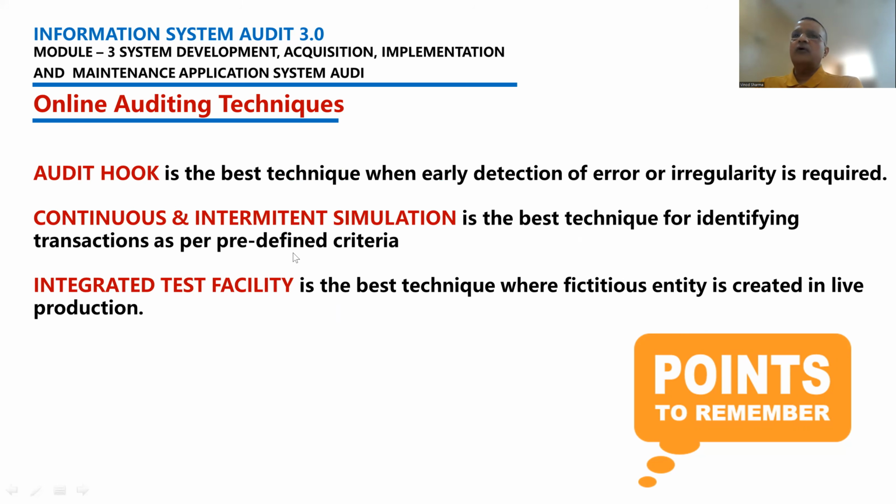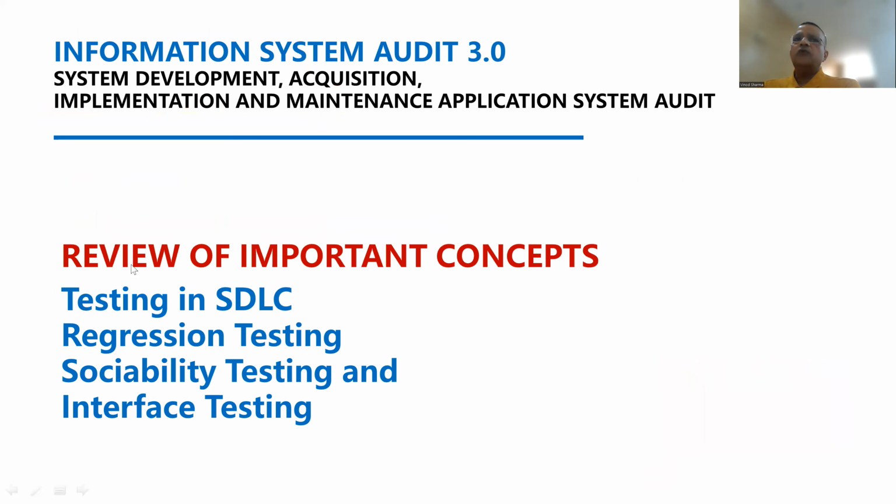If you have already defined criteria on the basis of which to identify transactions, then you should use continuous and intermittent simulation. Now, ITF, that is Integrated Test Facility, is the best technique where a fictitious entry is created in the live production environment. That is where you are pushing a dummy transaction into the main transaction. So these three things you should remember as far as online auditing techniques are concerned, and you should be able to get the answer. Moving on to the next important concept.